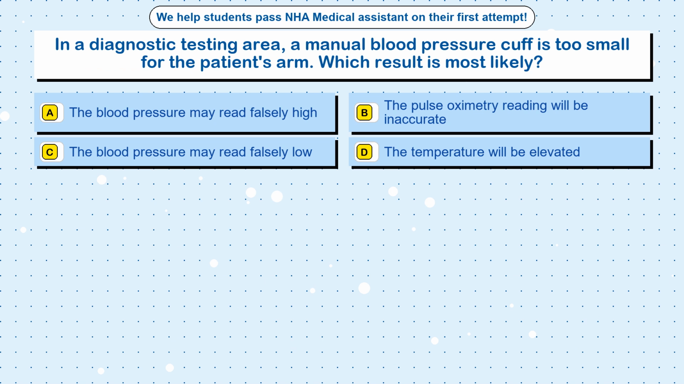Question 87. In a diagnostic testing area, a manual blood pressure cuff is too small for the patient's arm. Which result is most likely? Option A. The blood pressure may read falsely high. Option B. The pulse oximetry reading will be inaccurate. Option C. The blood pressure may read falsely low. Option D. The temperature will be elevated.